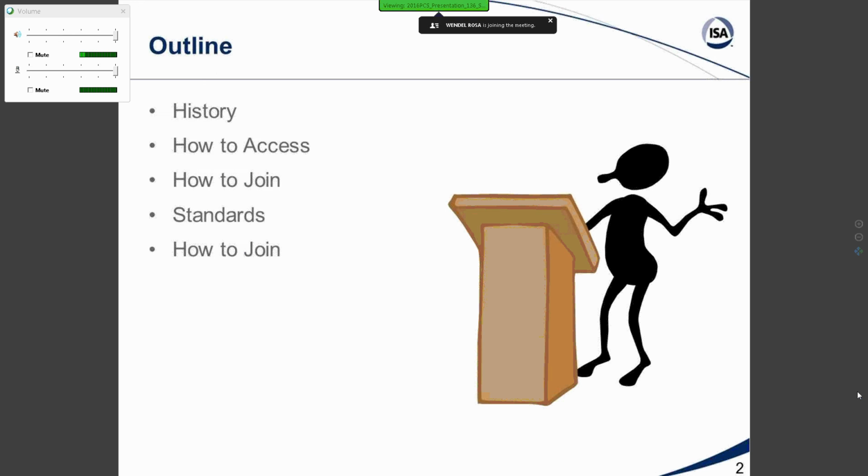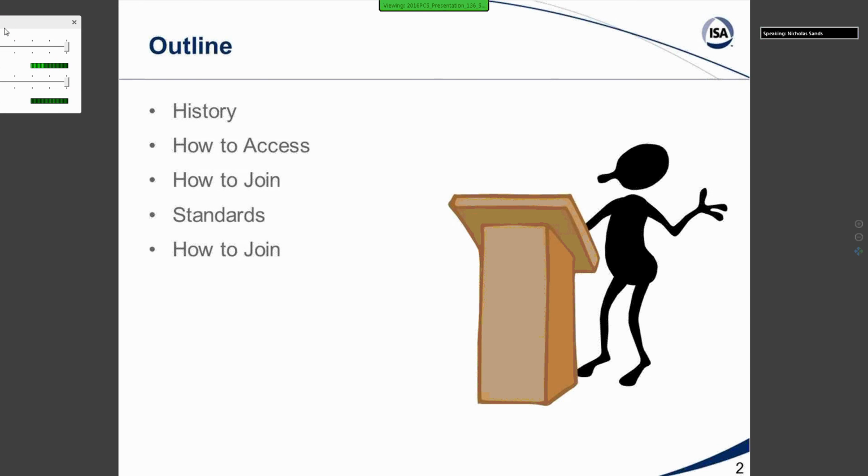So I thought what I would go over is a little bit of the history, some of the background of ISA standards, how to access them, and how to join a standards committee. Then we're going to spend some time talking about some of the hottest standards today, and then again, how can you join? You can be a part of this.